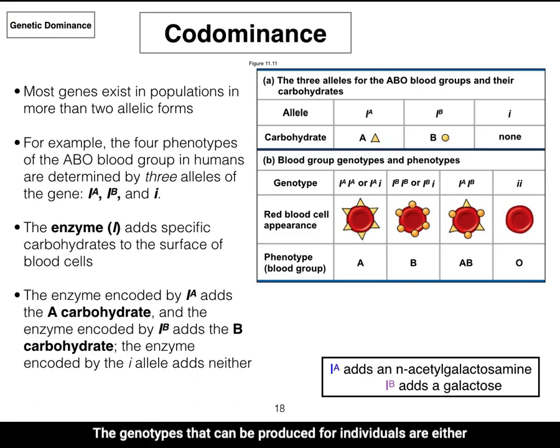The genotypes that can be produced for individuals are either I^AI^A or I^Ai. These individuals produce carbohydrate A on their surface. I^BI^B or I^Bi individuals have carbohydrate B on their surface. Or I^AI^B, which will produce both of these carbohydrates on their surface. And the last combination of alleles is ii, which will have no carbohydrates on their surface.